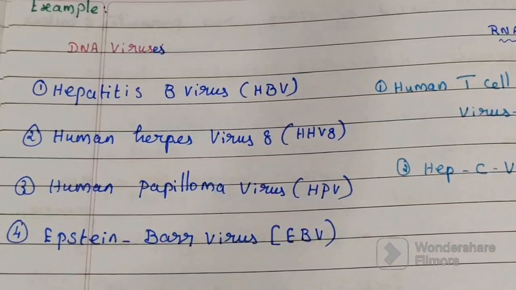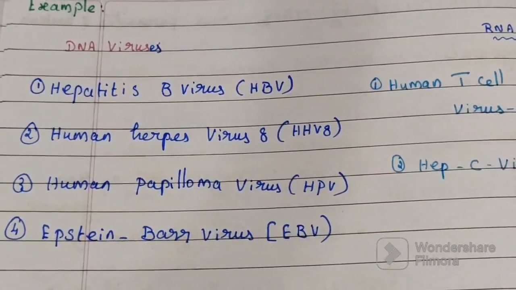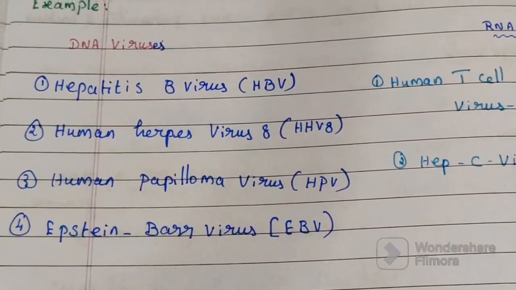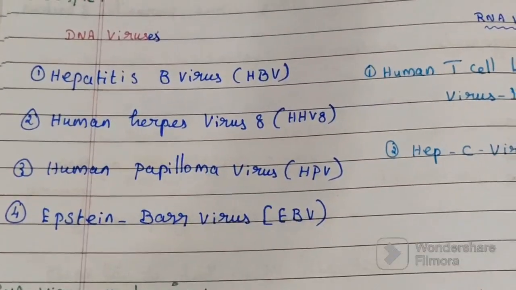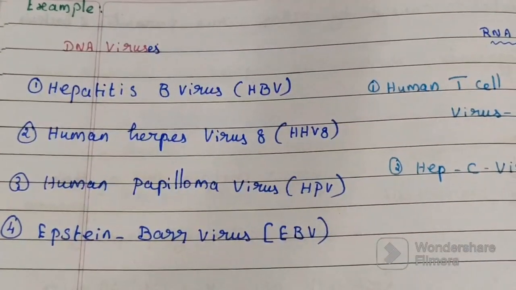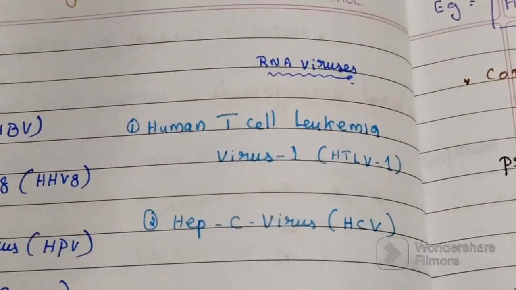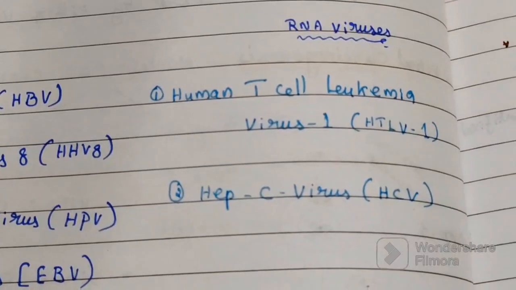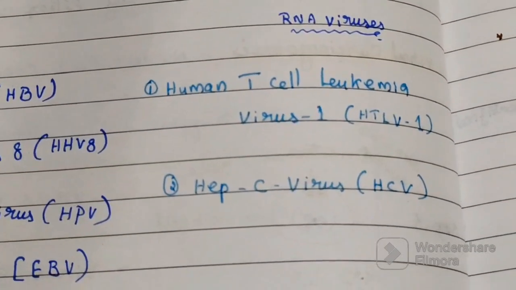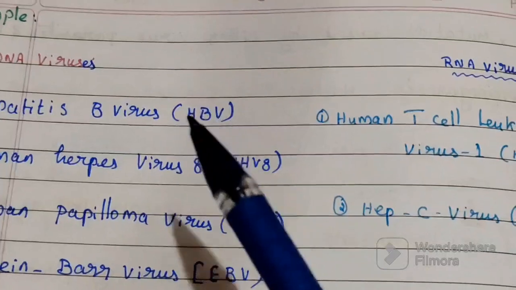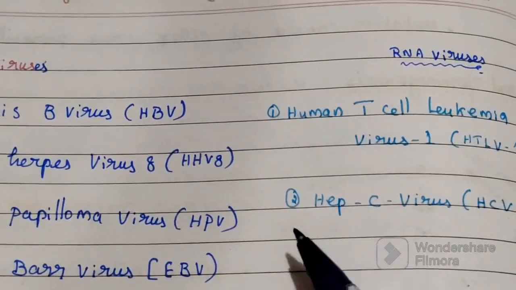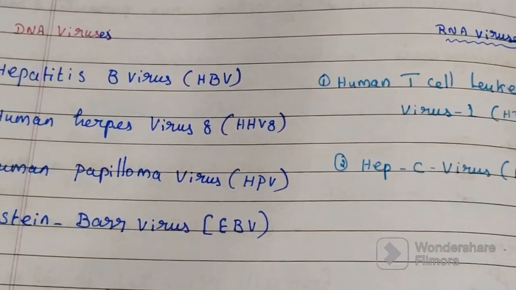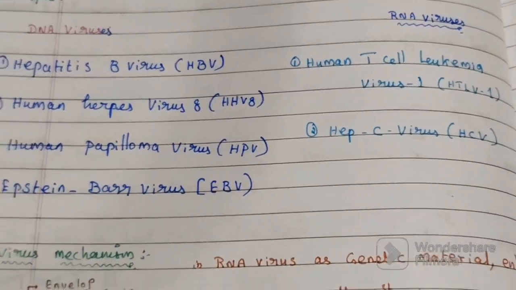Hepatitis B virus, human herpes virus 8, human papilloma virus, and Epstein-Barr virus. These are the 4 viruses causing cancer. What are the 2 RNA viruses? Human T-cell leukemia virus 1 and hepatitis C virus. Hepatitis B virus and C virus both cause liver cancer. So totally 6 cause cancer in humans.